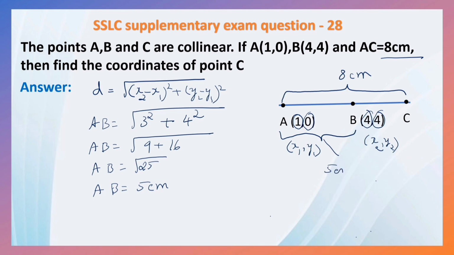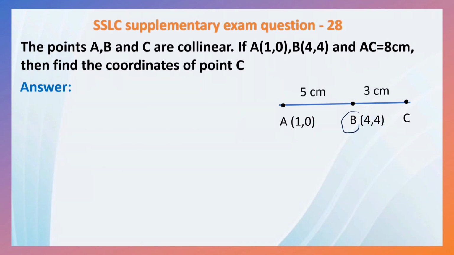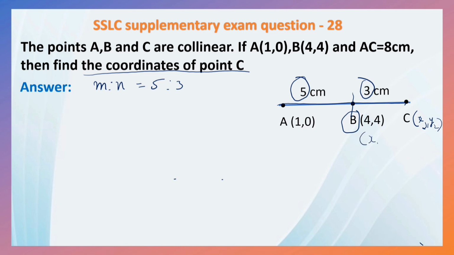This is 5 centimeter. This is 3 centimeter. Why? Here BC is equal to AC minus AB. So now the point B divides the line segment AC internally in the ratio of 5:3. So m is to n is equal to what? 5:3. Now we have to find the coordinates of the point C. Let the coordinates of the point C be x2, y2. This point be x, y, and the coordinates of B be x1, y1. Now we can find the coordinates of C by using the section formula.